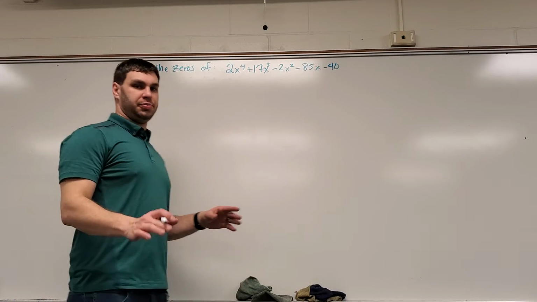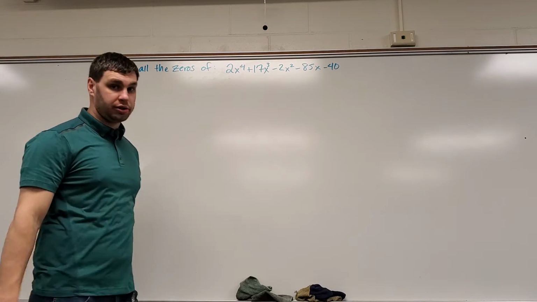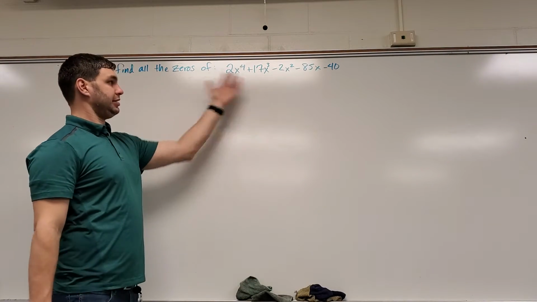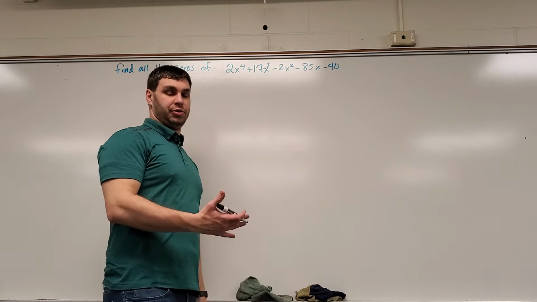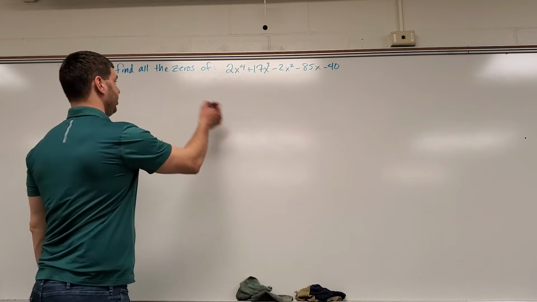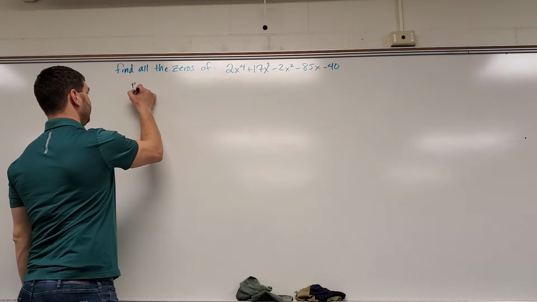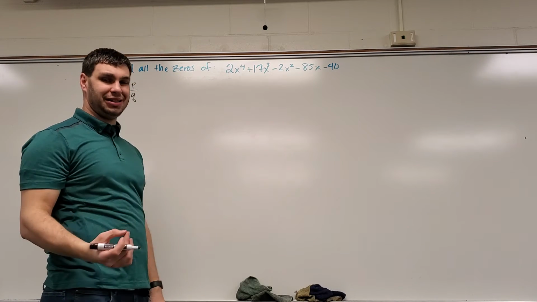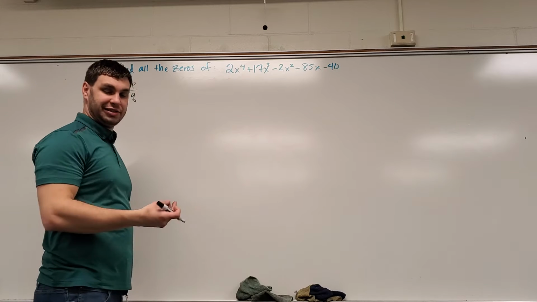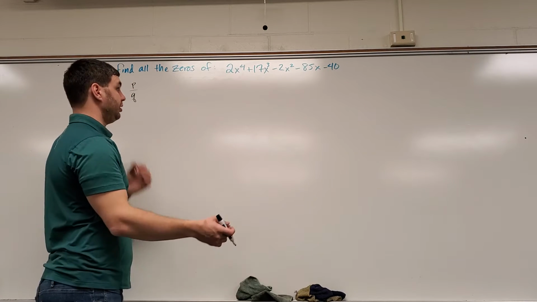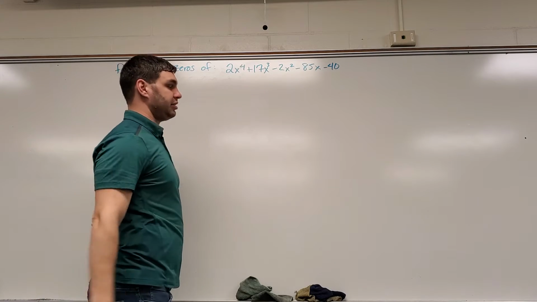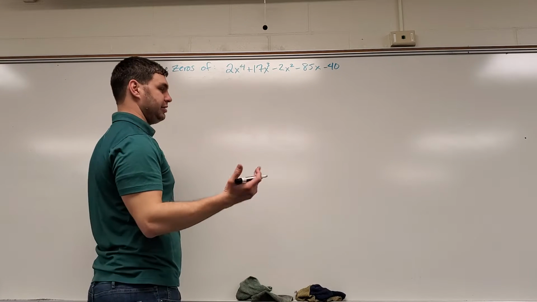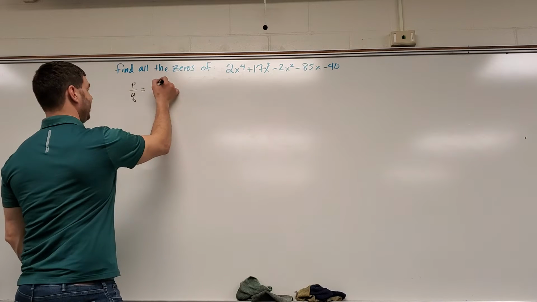All right, guys, another polynomial problem. In this one, it says find all the zeros of this big, long polynomial. And to do that, we have to use the rational zero theorem, which says I'm going to find all my p's over q's, which are going to give me possibilities that I can use with synthetic division to hopefully find all the zeros. So remember, p is going to be all of the factors of our c term, our constant term. In this case, negative 40.